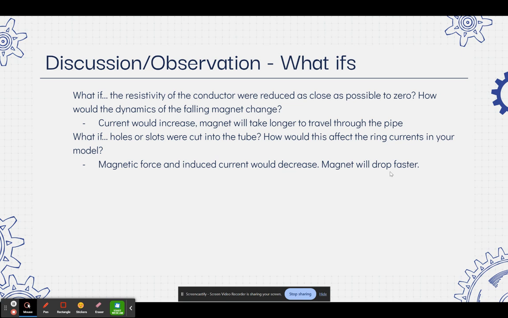And what if holes and slots were cut into the tube? How would this affect the ring currents in our model? Magnetic force and the induced current would decrease, and the magnet would drop faster.